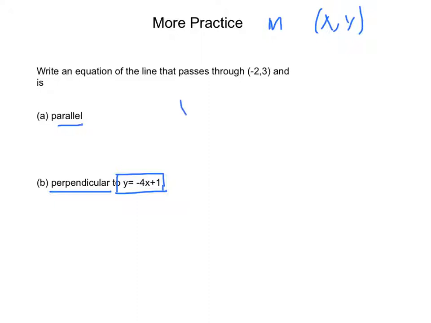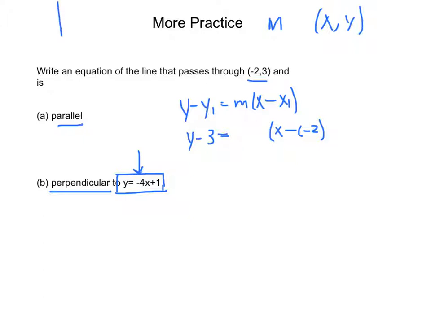Let's write down our point-slope form: y minus y sub 1 equals m times x minus x sub 1. We want to write an equation that passes through this point, so let's plug the point in. Y minus 3 equals, we'll leave our slope blank for now, x minus negative 2. Our slope for the first part needs to be parallel to this equation. We can see that our slope from this equation is negative 4. And parallel lines have the same slope, remember? So these are two parallel lines, they have the same slope. Therefore negative 4 is our slope.